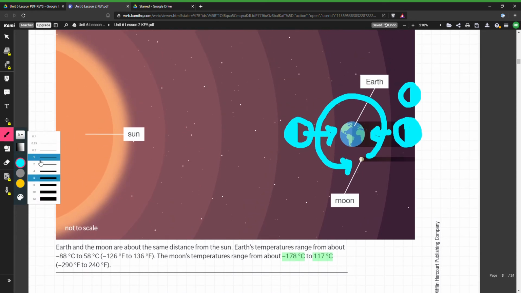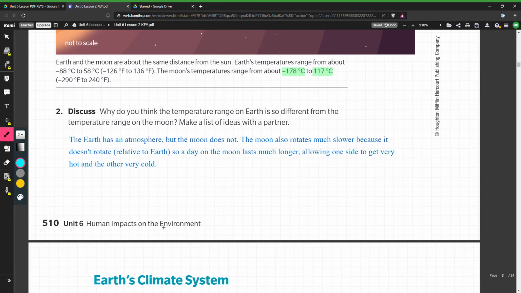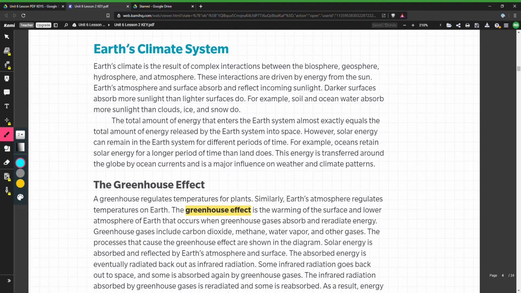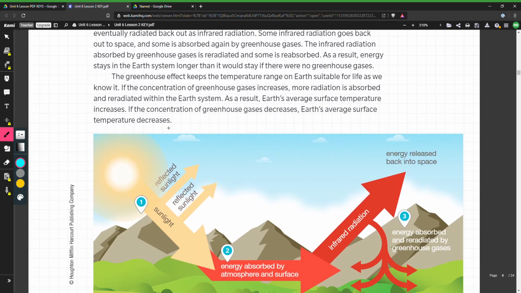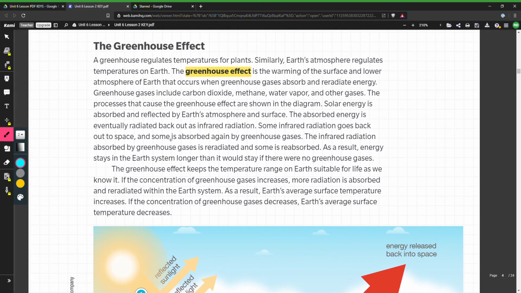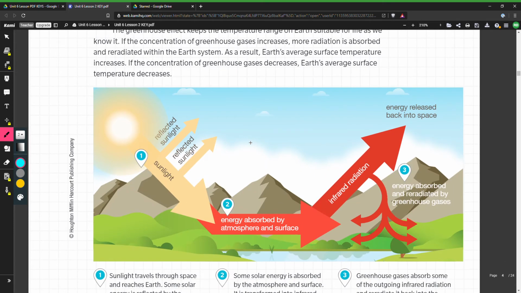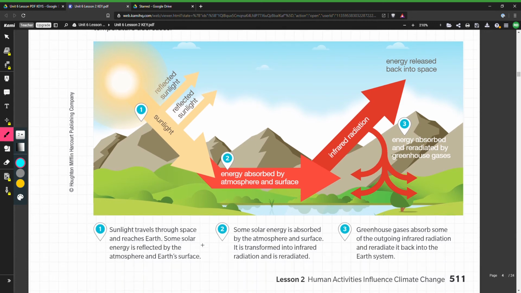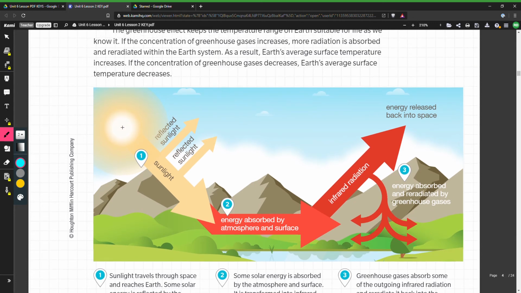Going down, the climate system. So this talks about the greenhouse effect. You actually learn a lot more about this later next year, but the greenhouse effect is essentially you've got the sunlight, and sunlight will enter the atmosphere, and some of the sunlight is reflected by particles in the atmosphere, moisture in the atmosphere, water in the atmosphere, things like that.